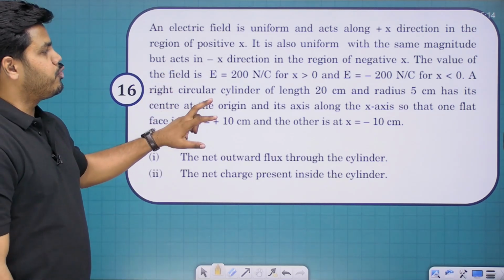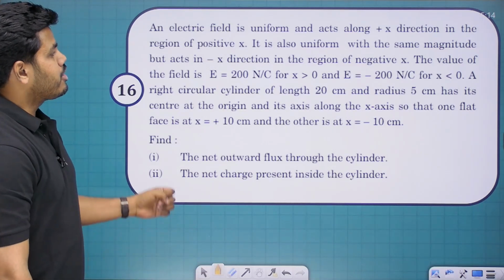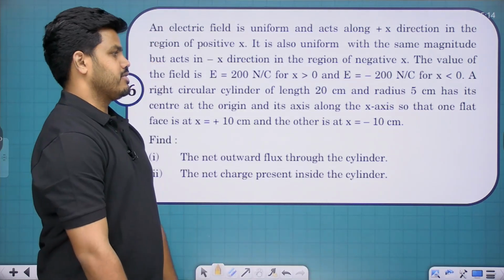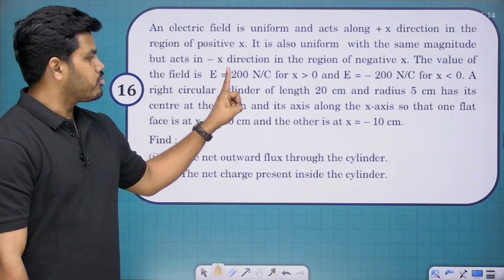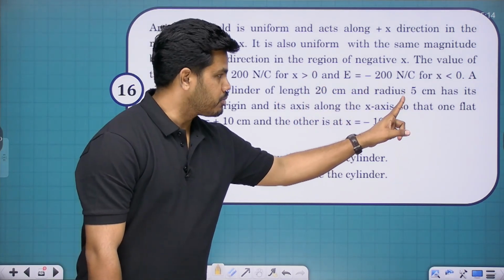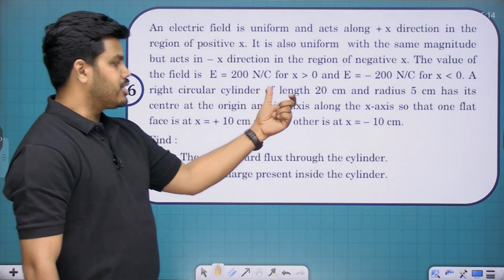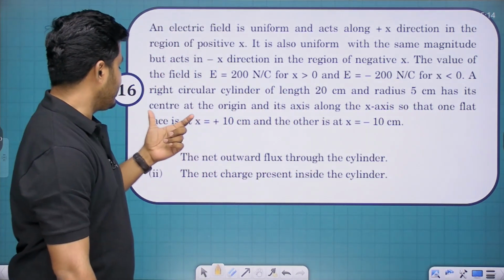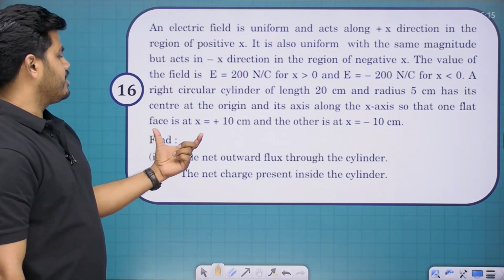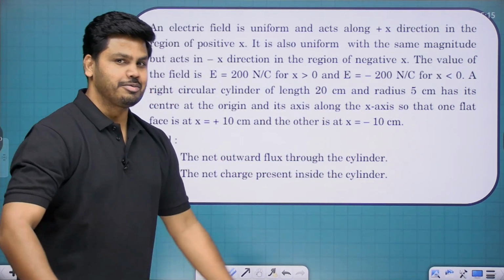An electric field is uniform and acts along the positive x direction in the region of positive x. It is also uniform with the same magnitude but acts in the negative x direction in the region of negative x. The value of the field is E equal to 200 newton per coulomb for x greater than 0, and E equal to minus 200 newton per coulomb for x less than 0. A right circular cylinder of length 20 cm and radius 5 cm has its center at the origin, its axis along the x-axis, so that one flat face is at x equal to plus 10 and the other is at x equal to minus 10. See, a lot of explanation.